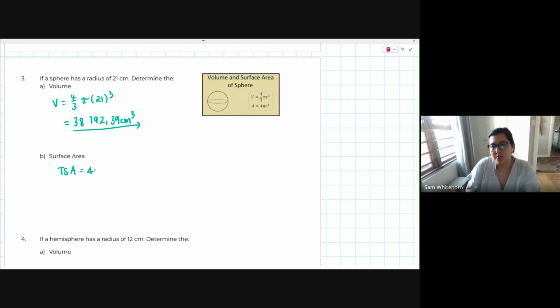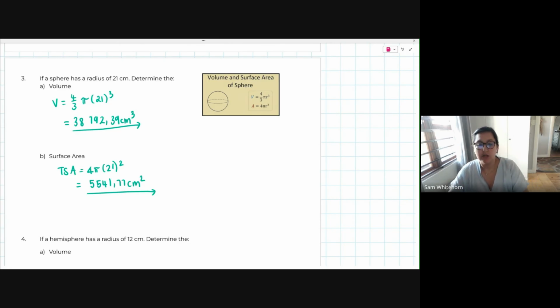And then when it comes to the total surface area, again, we've got our formula. That is equal to 4 pi r squared, so 21 squared, which is equal to 5,541.77 centimeters squared. And that's it. Okay, so once you have your formulas, things become a whole lot easier. All right, I'll just wait for you to screenshot this too, and then we'll have a look at question 4.